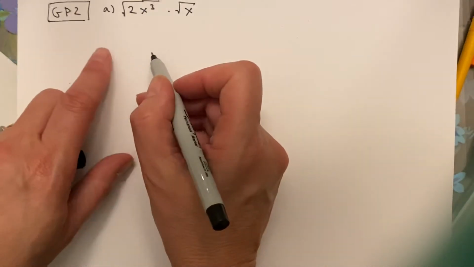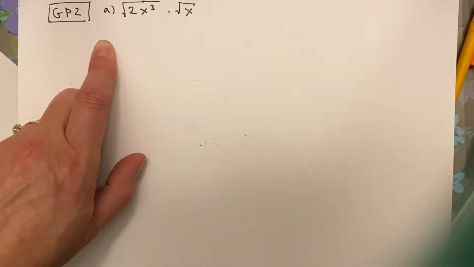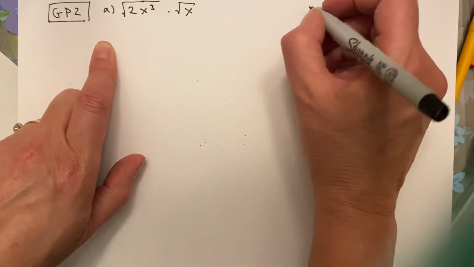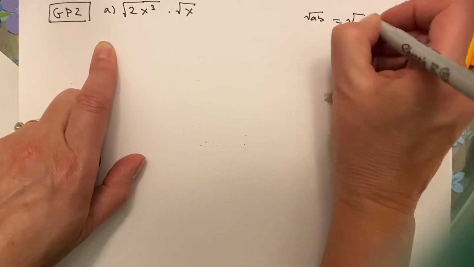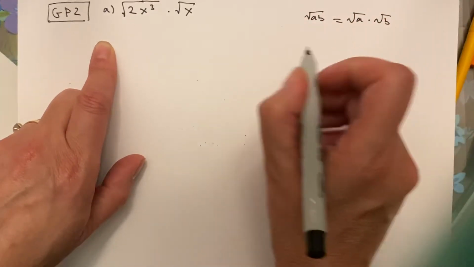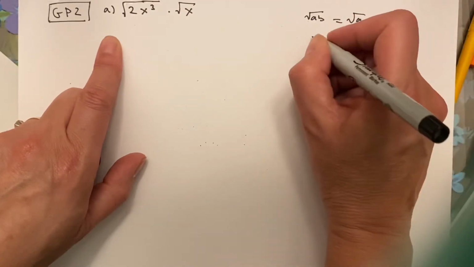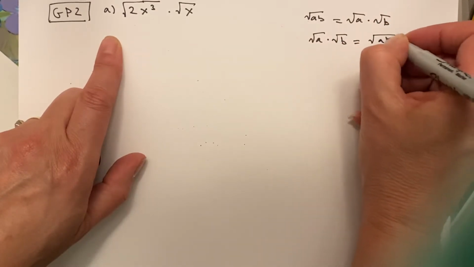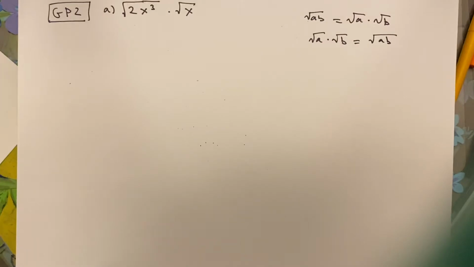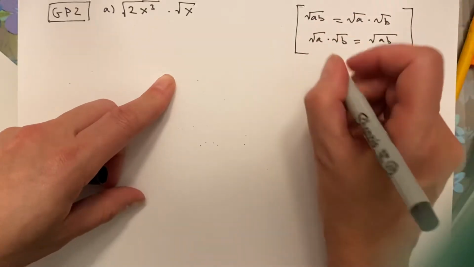Let's look at part A of guided practice 2. Just as a reminder, as we talked about the product property of radicals, the square root of AB equals the square root of A times the square root of B. The reason that we can do what we're doing is because the reverse is true. The square root of A times the square root of B equals the square root of AB under the radical. All right, that was the product property of radicals.